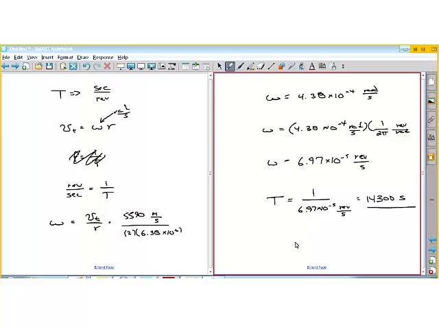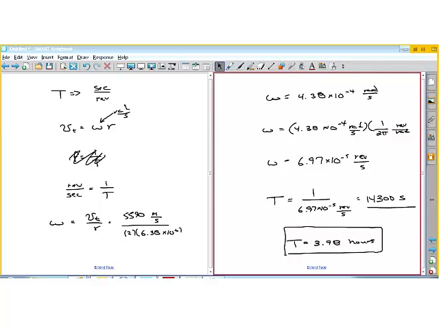So 3.98 hours. If you divide this by 3,600, you get 3.98 hours for it to go about the Earth. So it's going to go around the Earth 6 times in a day. Okay, let me just check the answer. So that is problem number 44.